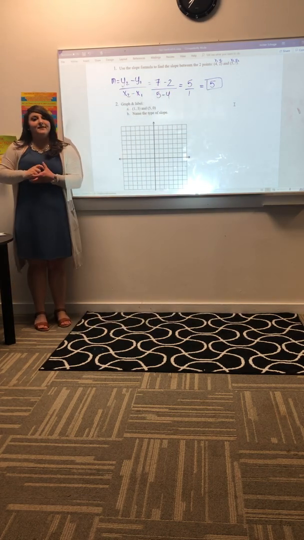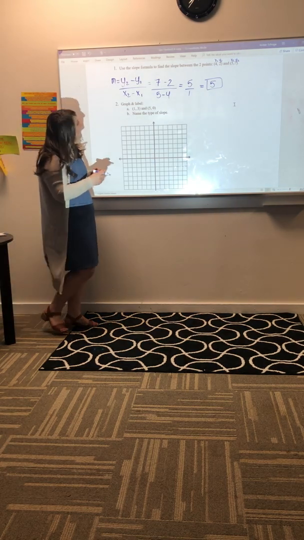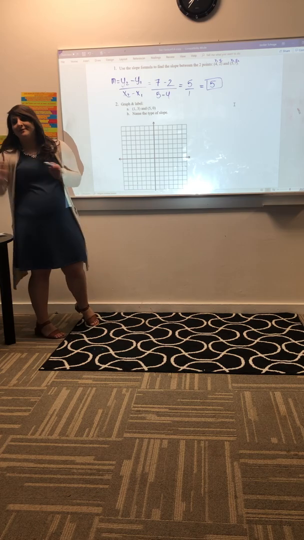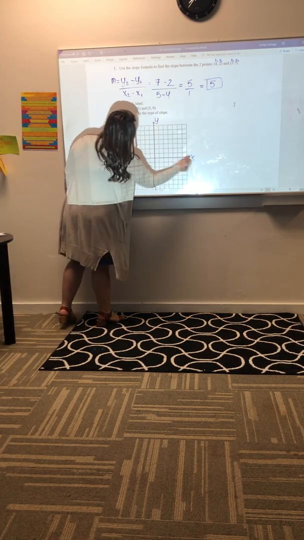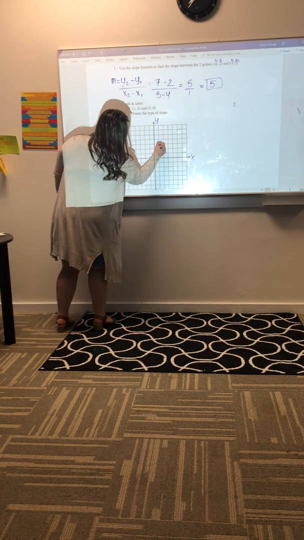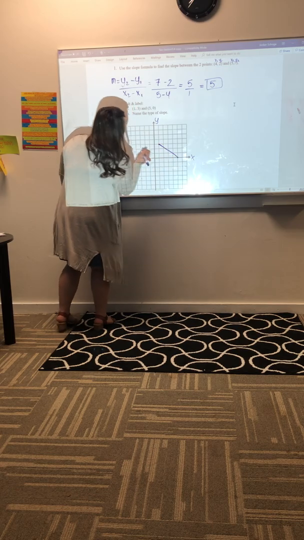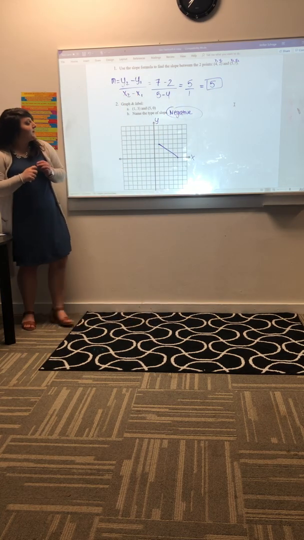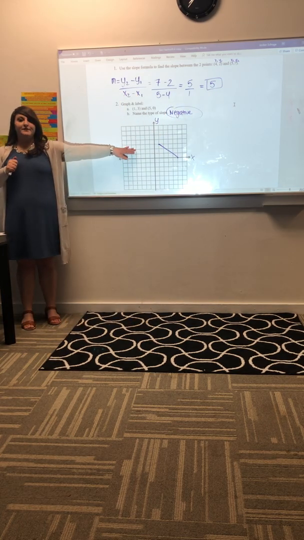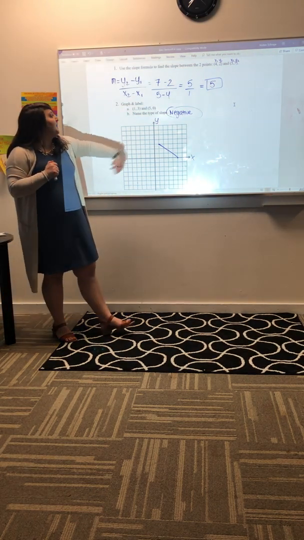Perfect. Did everyone get 5 as their answer? Raise your hand if you got 5. Good, you guys all got 5. All right, volunteer for number 2. Come on up. Perfect. Does everyone have this as their graph? Good. For those of you who made a mistake, just double check your work, okay?